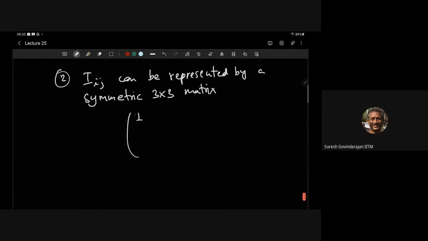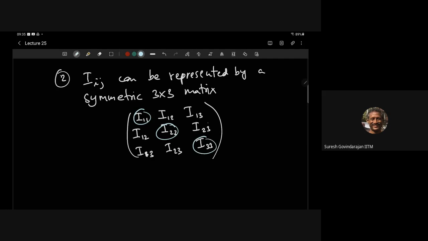Which we write as I11 or Ixx. I11, I12, I13, and I21 you would write, but that's the same as I21. I23. This will be I32, which is the same as I31, which is the same as I13. I'm just writing only the I23, I33. So you can see that the independent ones are these 6. The other 3 are determined by these, right? Because it's a symmetric thing.